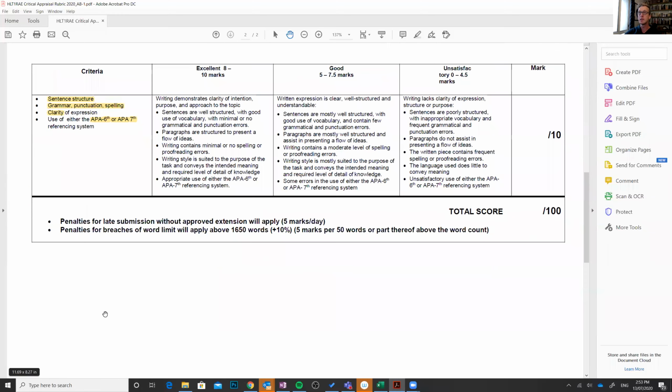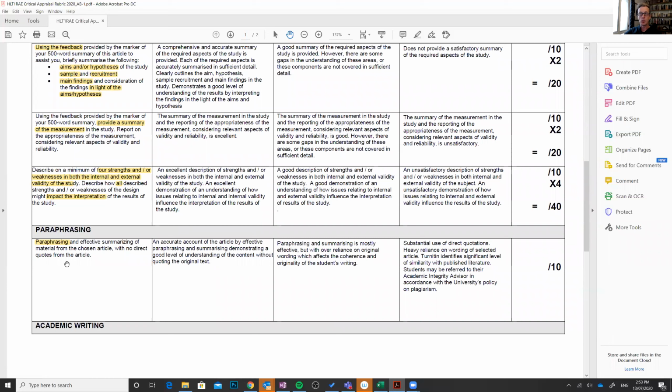Now, paraphrasing. We've talked about this before, but when you're talking about other research, we want you to use your own language.